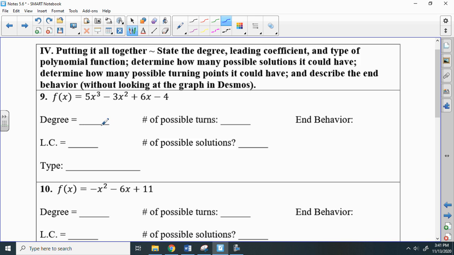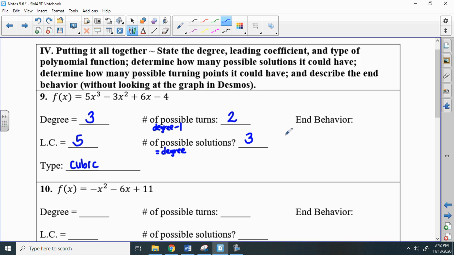Okay, so remember, degree is the highest power or highest exponent of x. The leading coefficient is the number in front of the highest power of x, and the degree determines the type. So this is x cubed, so this is a cubic function. Remember, the number of possible turns comes from the degree minus 1, and so that would be 2 here, and the number of possible solutions equals the degree. It's the same as the degree, and so that would be 3.